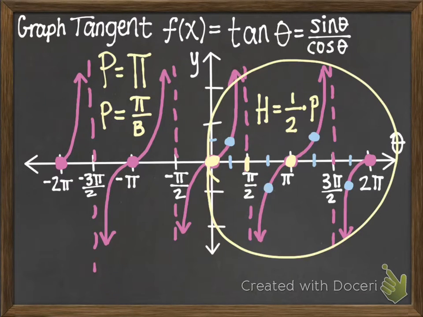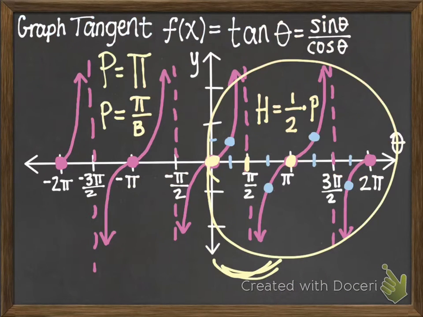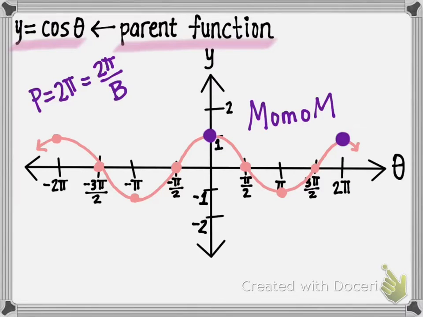So my normal period was pi. And since I used that pi in my equation, pi over b, it gave me 3 pi, and then I cut it in half for the 6 pi over 4. I know every time I jump, I'm going to land at that same pattern of values. I'm going to land from a 0 to an asymptote, to a 0, to an asymptote, to a 0. It just works like that every single time. It takes the parent function and manipulates it, okay?